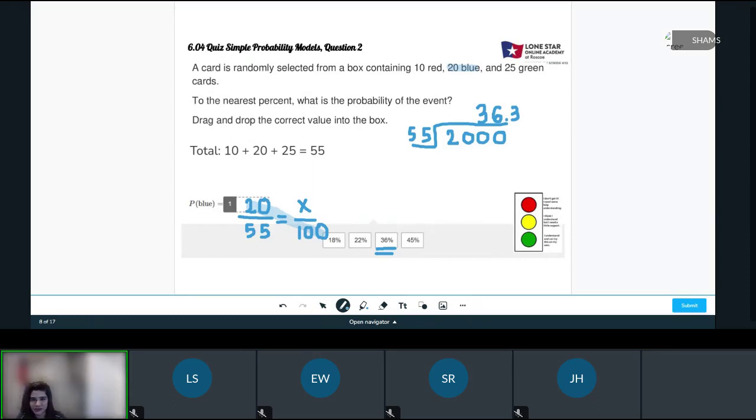Any confusion on the problem? Let us know. See, 36.3 rounds to just 36. You don't round it up. Don't bump it up. Well, next question is question 3.